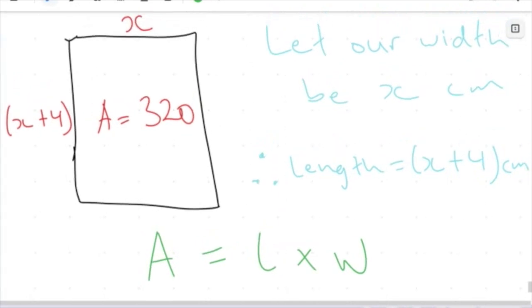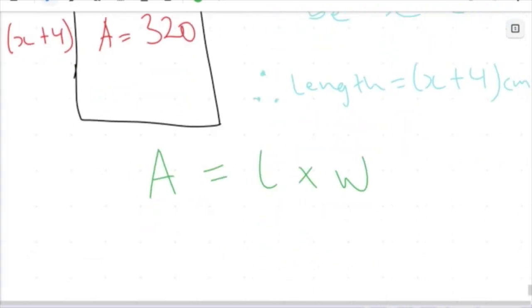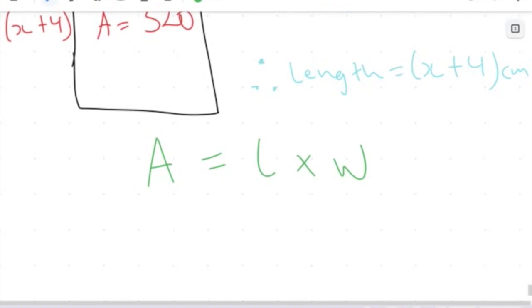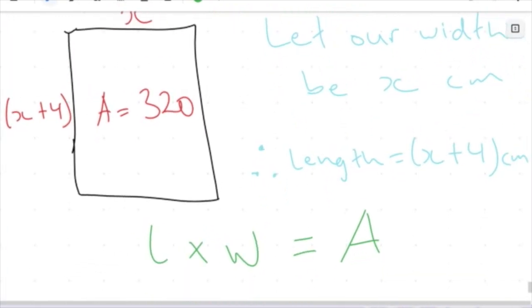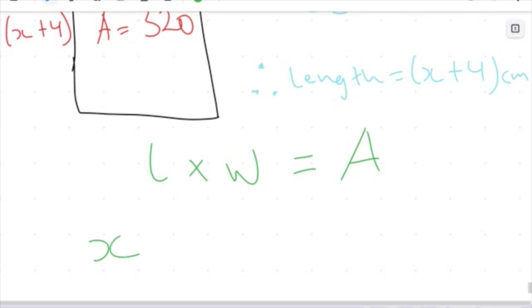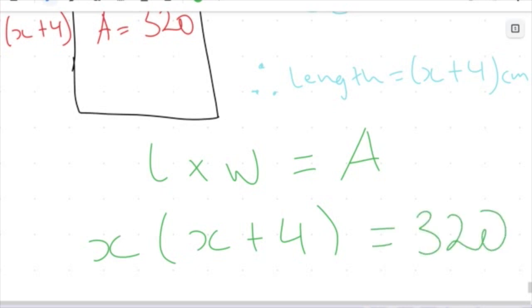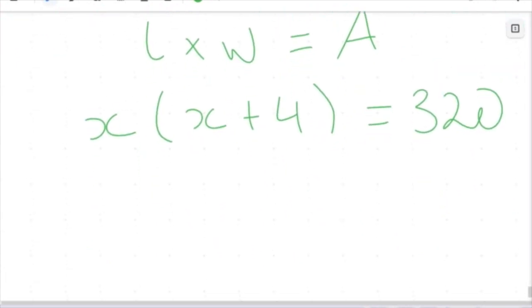So therefore, I'll do this the other way around actually. Length times width equals the area. So my length here is x plus 4 and my width is x. So my width is x multiplied by x plus 4. And that is equal to my area of 320 centimeters squared. Now, we have a type of quadratic equation here, but we want this in standard form.